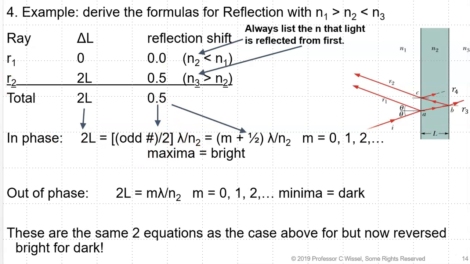In phase, we want 2L equals (m plus 1/2) lambda divided by N2 for m equals 0, 1, 2. If it's out of phase, you just pick the other equation. 2L equals m lambda divided by N2, where m is the order number 0, 1, 2. Remember, these are for darks. Now, you end up with the same 2 equations over and over and over again, but they can be reversed.